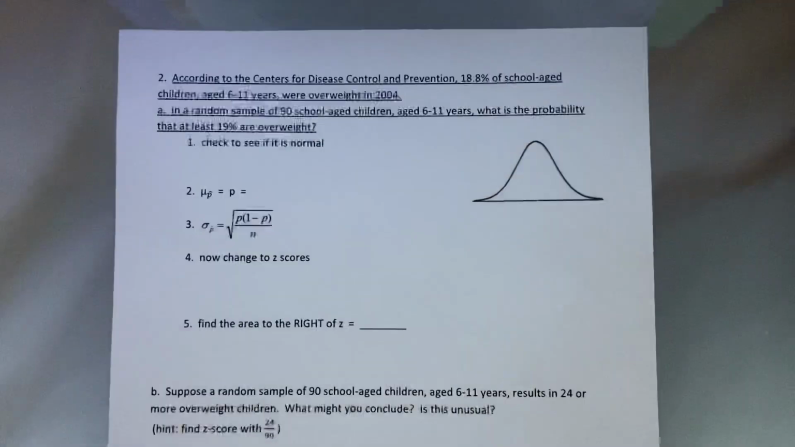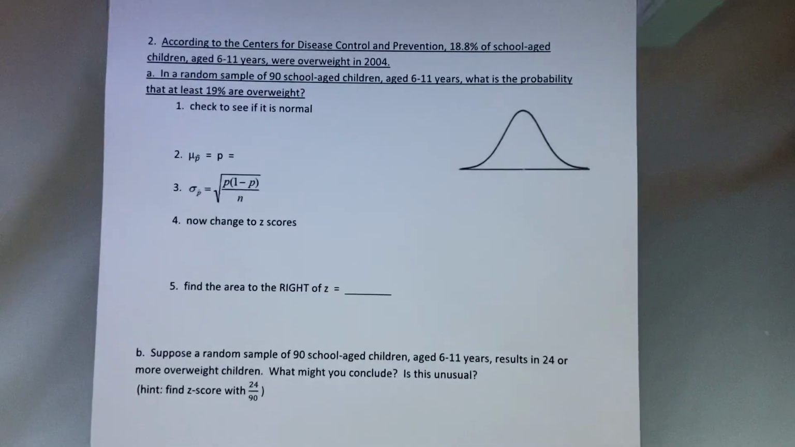So what can we do with this information? According to the Centers for Disease Control and Prevention, 18.8% of school-aged children aged 6 to 11 years were overweight in 2004. If a random sample of 90 school-aged children aged 6 to 11 years is taken, then what is the probability that at least 19% are overweight?